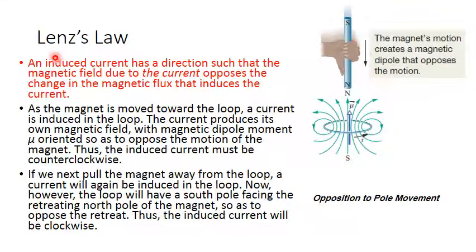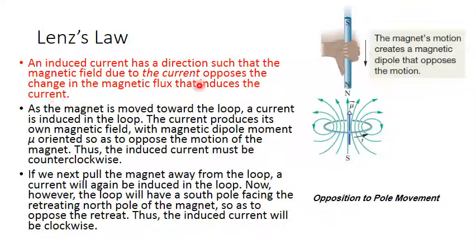Lenz's law states that the induced current has a direction such that the magnetic field due to the current opposes, or is in the opposite direction to, the change of the magnetic flux that induces this current.